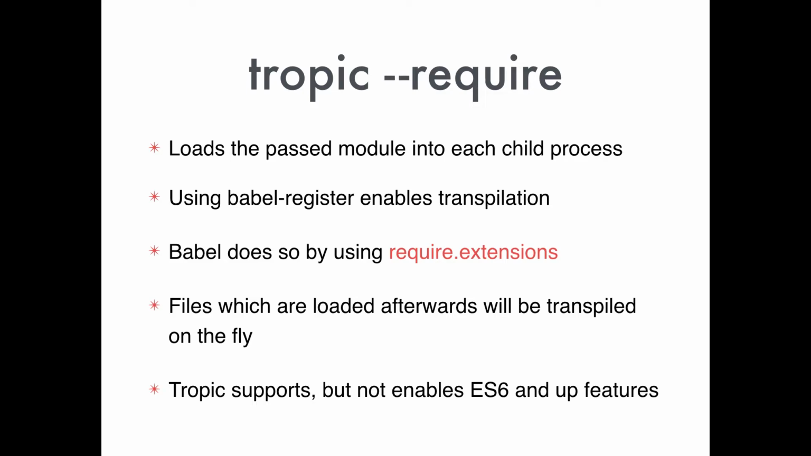And for that, Babel uses the require extensions, which does exactly that job. You can think of it like monkey patching the require, which is not really true, but it's like a hook which Node.js provides. So each file with a certain extension gets transpiled when it's loaded via Node.